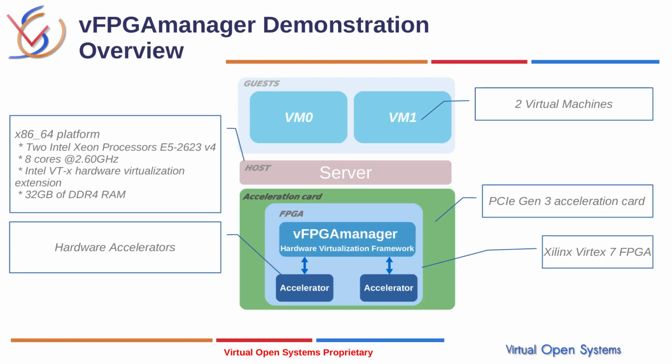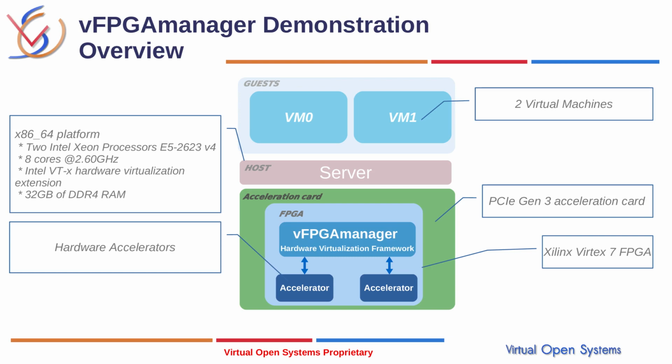The setup of this demonstration is composed of a PCI Express acceleration card plugged into an Intel server with Intel VT-x hardware virtualization extension enabled. The embedded FPGA on the acceleration card is a Virtex-7 from Xilinx and is configured with the vFPGAmanager framework and two hardware accelerators. This demonstration will show you the following vFPGAmanager features: the hardware accelerator direct assignment, remapping, and time sharing.